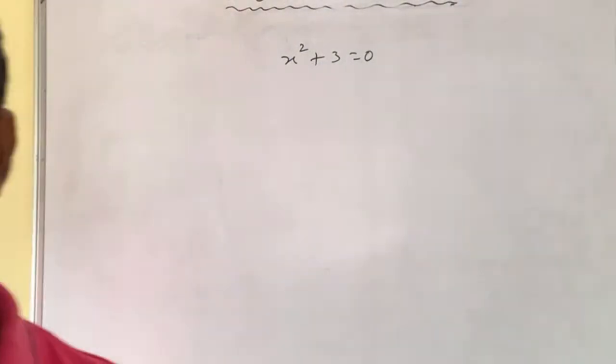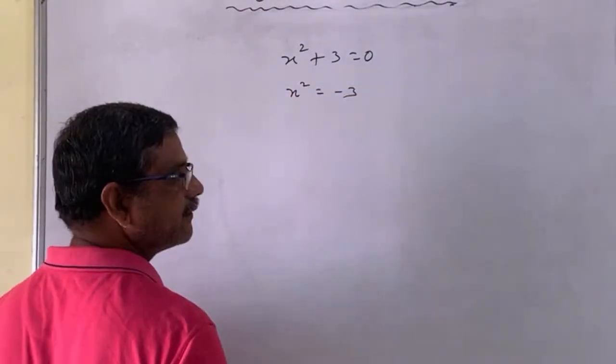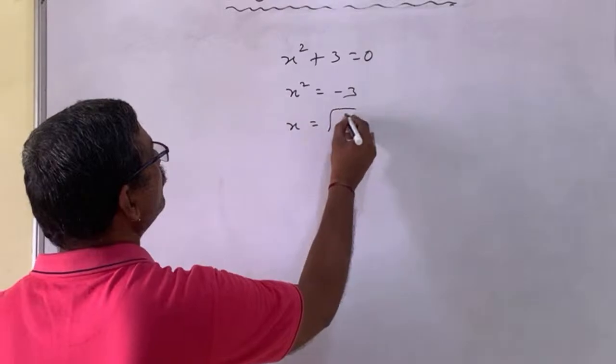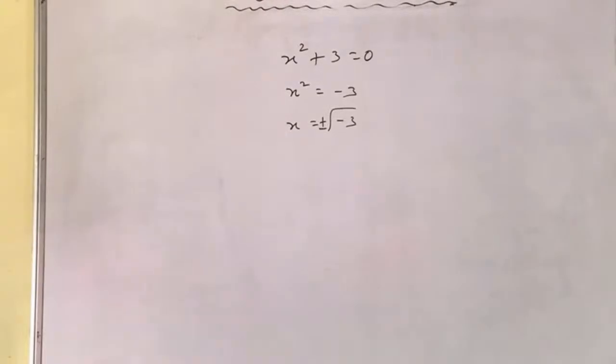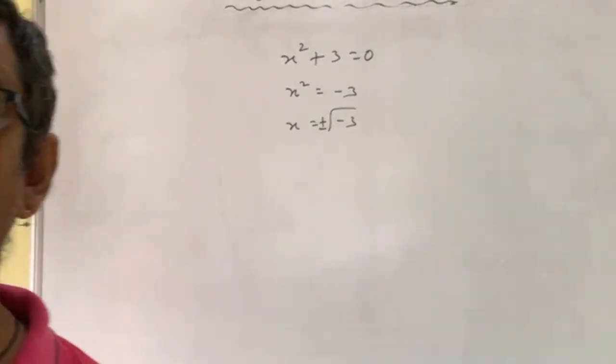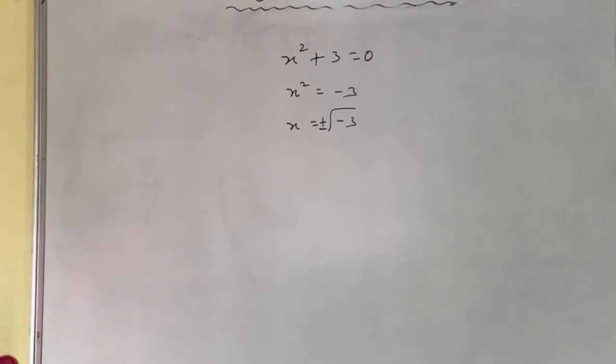See, x square is equal to minus 3. x is equal to plus or minus root over minus 3. That's all. One zero is root minus 3, the other zero is minus root minus 3. But the square root of a negative number, we don't know how to find it.